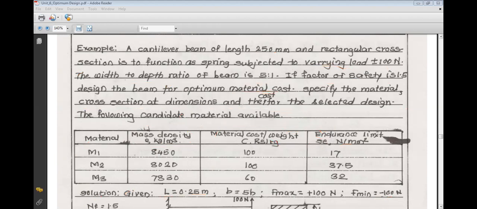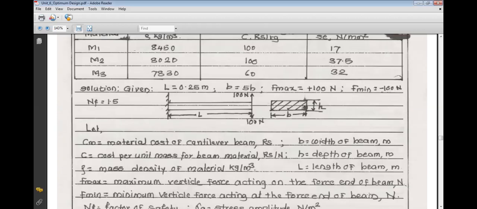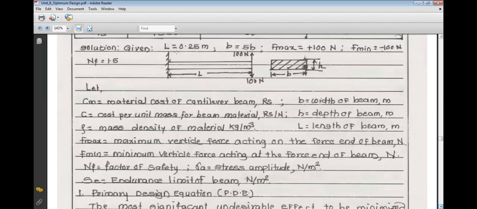So this is our cantilever beam. This cantilever beam has length L, specified as 250 mm, and it is subjected to a varying force of plus minus 100 Newton in the vertical direction. The cross section of this beam is rectangular, having width B and depth H. That ratio is given, B by H is equal to 5:1. So B is equal to 5H.